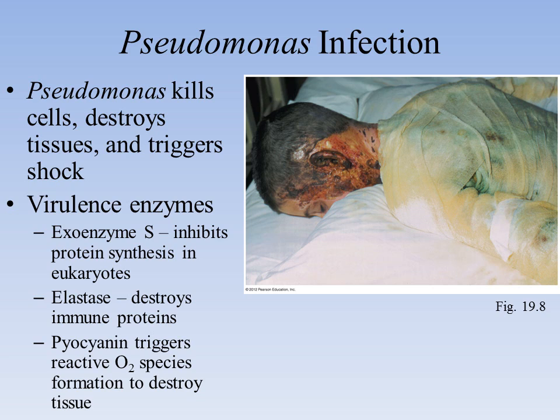And then pyocyanin is another one. Pyocyanin is actually the compound, the pigment that Pseudomonas produces that makes it appear green. So this pyocyanin pigment it produces, that's actually kind of a bad thing. Pyocyanin actually triggers reactive oxygen species formation to help it destroy tissue.